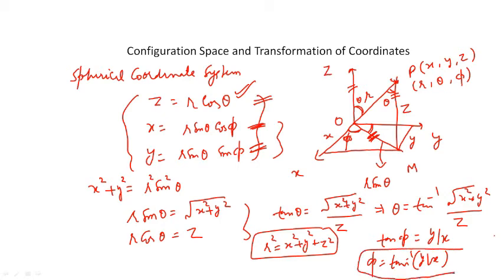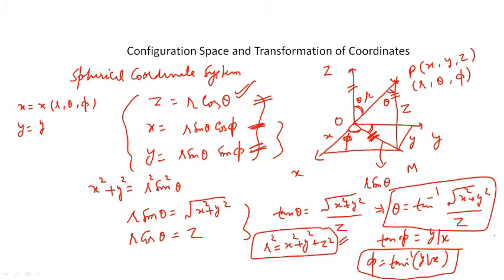So this is one relation, and this is also a relation. Here I want to explain that we can write the Cartesian coordinates in terms of the spherical polar coordinates r, theta, phi: x is a function of r, theta, phi, y is a function of r, theta, phi, and z is equal to z of r, theta, phi.